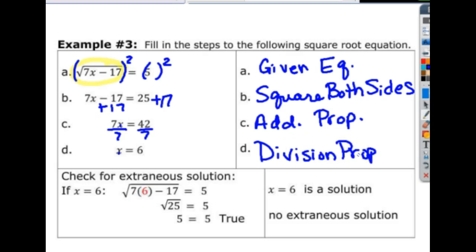And then you have to check. You have to check this answer. You plug the 6 back into the original problem and you calculate it out. And if it is true, that doesn't mean the answer is 5. It means this x equals 6 was a solution. The number you plugged in was a true solution.